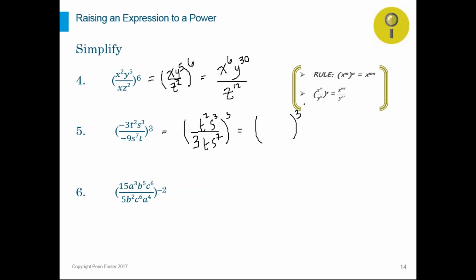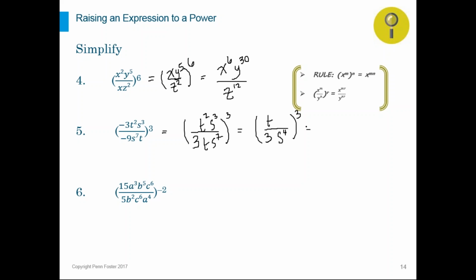So I'm going to keep the third power. I did not distribute the power yet. So I need to simplify. I have the 3. I have t to the second, t to the first. 2 minus 1 is a 1, so t on the top. I have s to the third and s to the seventh. 3 minus 7 is negative 4. Negative 4. So I'm going to right away write it as s to the fourth in the denominator.